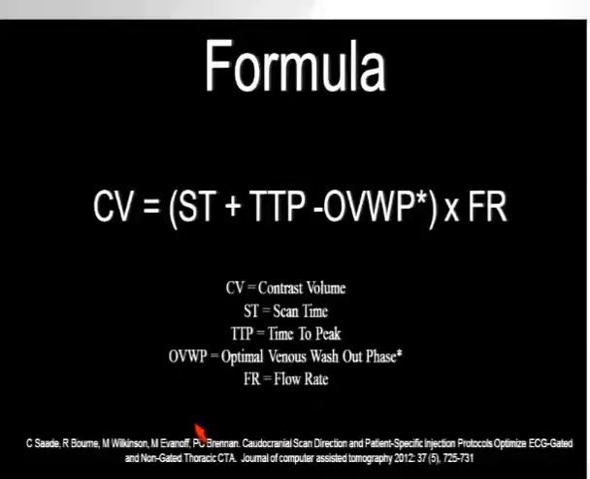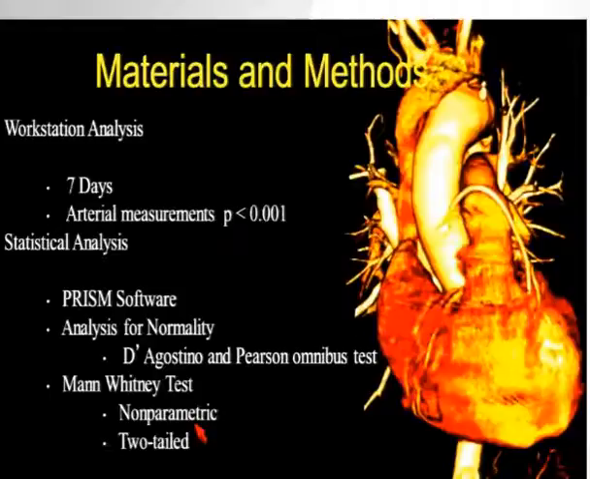That is the time it takes, based on a previous study done by Lee in 2007 and another paper that we recently published in 2012, where we found that the time it takes from the cubital fossa to flush the SVC is approximately 12 seconds on average for all patients. So we minus 12 seconds from our formula, and then we multiplied it by our flow rate to give us the contrast volume. So for measurements, over 7 days we looked at arterial measurements, using the same monitor just in case we get any variations.